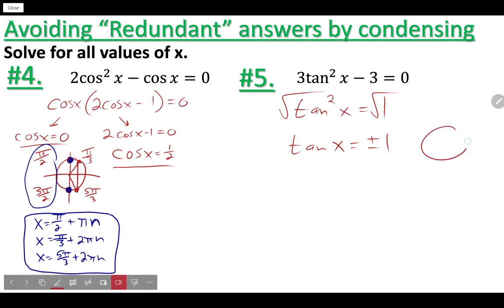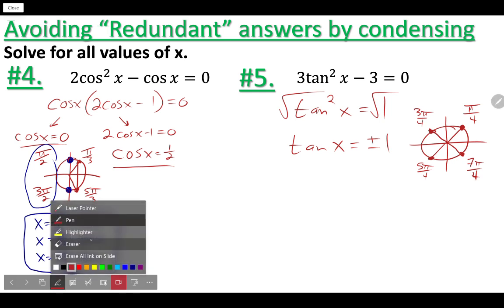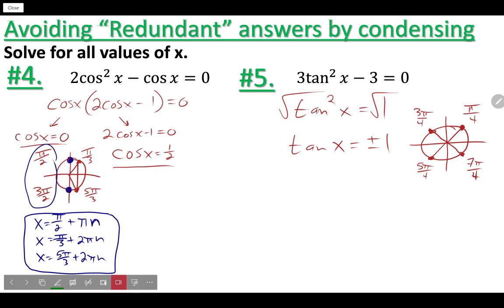And now I'm going to draw that in my unit circle. Okay, I love where tangent's 1 because it's just right smack in the middle of each quadrant. And since it's plus and minus, I'm hitting every single pi over 4. Okay, so within the unit circle, there's my 4 solutions. Cool. How can I name them in the most direct route that's not going to be redundant? I can condense it, keep it as simple as possible.